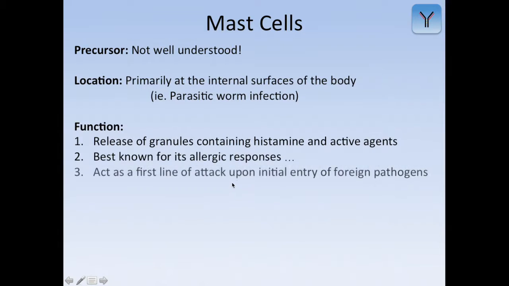In terms of function, they release granules containing histamines and active agents, best known for allergic responses. As you can see, allergic responses often are related to histamines. And they often act as a first line of attack upon initial entry of a foreign pathogen. So if you've got your skin, and this is the outside, the pathogens right here can't get through the skin, but let's say they do, the mast cell may be sitting just underneath to then attack the pathogen. So they're the first line, and they often are coating the internal surfaces of the body.